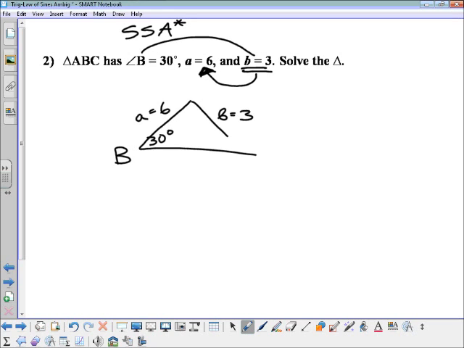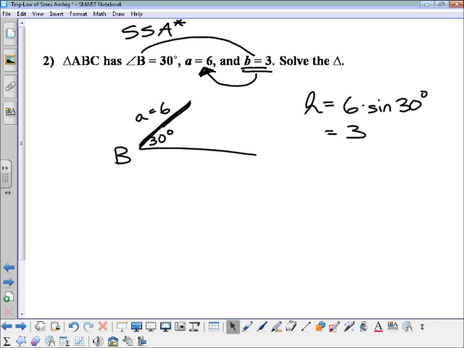Okay, so I have my three cases. I need to figure out my height. But the height again, if you notice my numbers are staying nice. Side on top of the angle times sine of the angle. Sine of 30 is 1/2. 6 times 1/2 is 3. Height equal to 3. So we know this was the semi-good case.